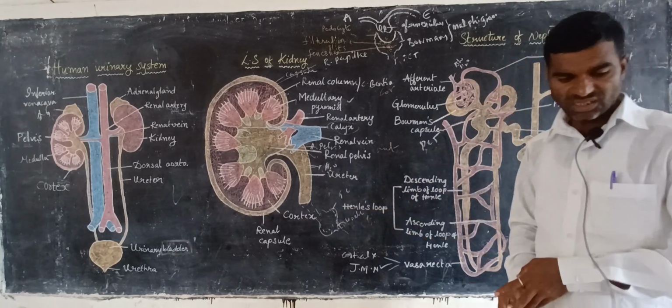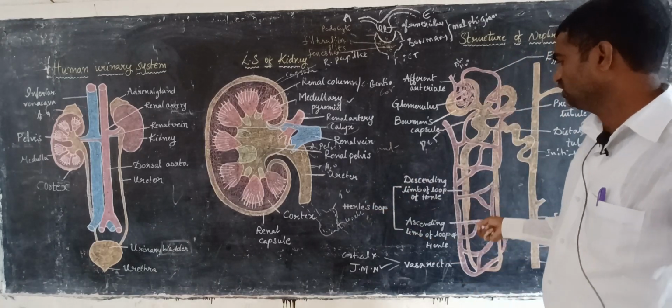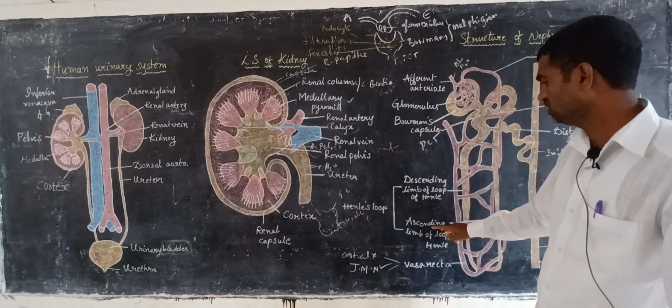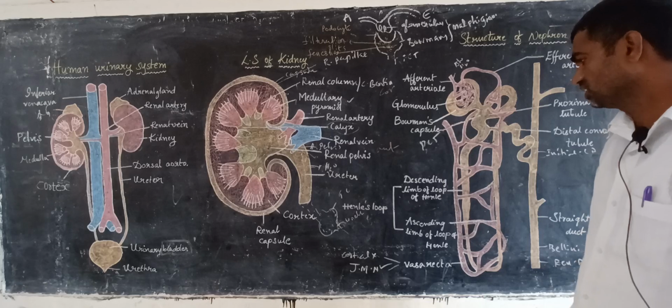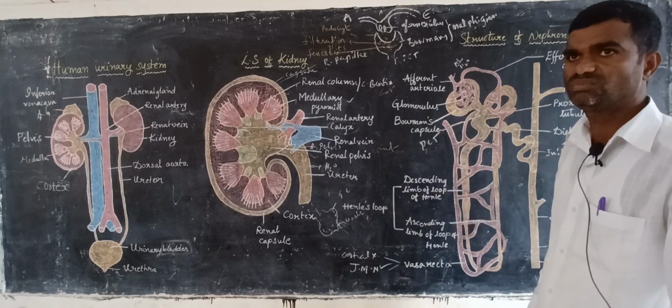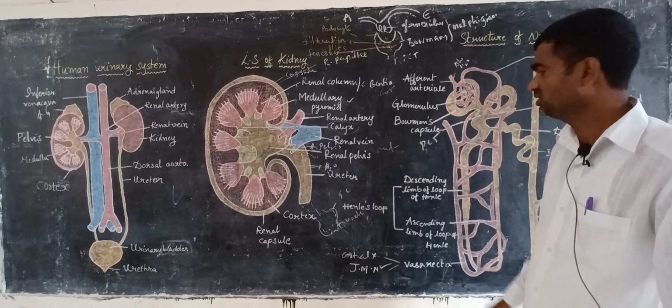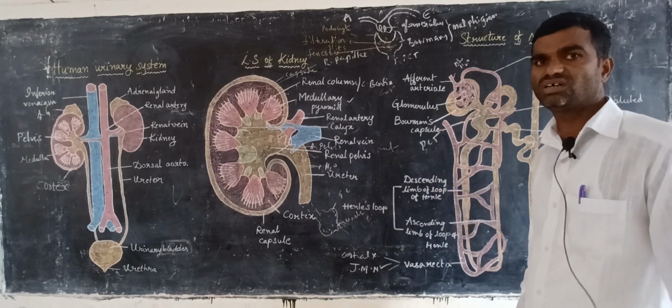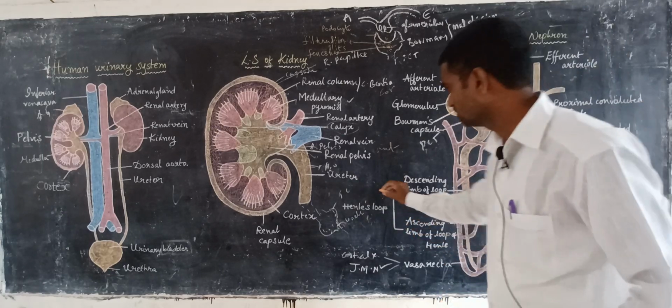See here, the loop of Henle is very short. The loop of Henle extends only a little into the medullary region or medullary pyramid. Here, what is that? Cortical nephrons. It is called cortical nephrons.